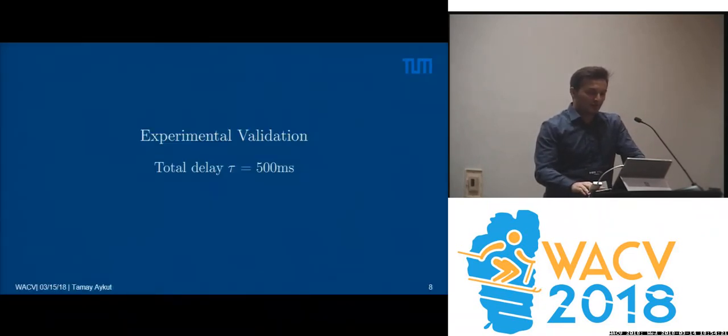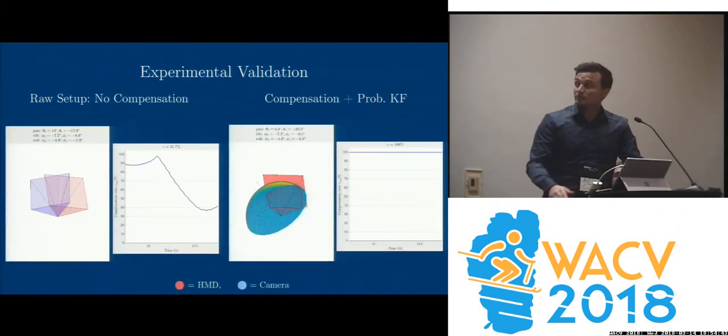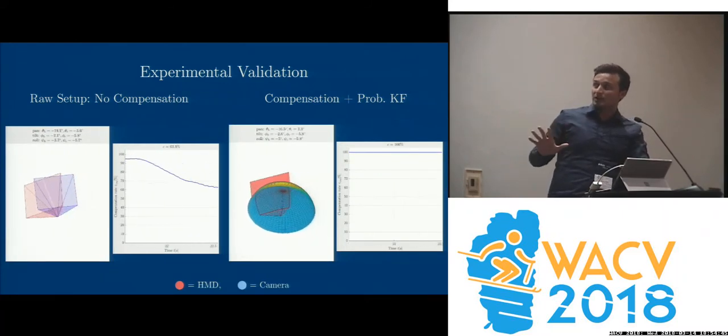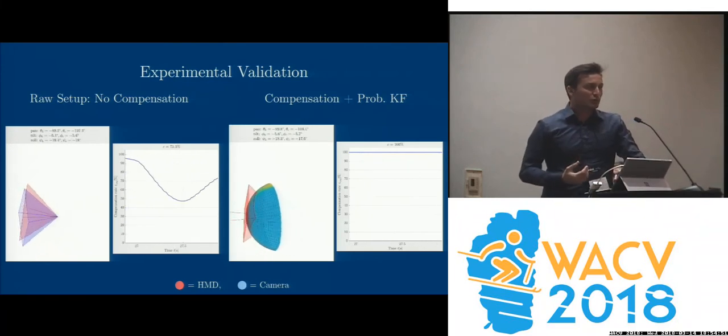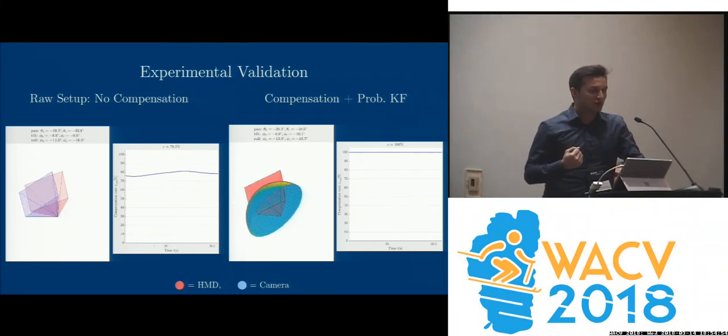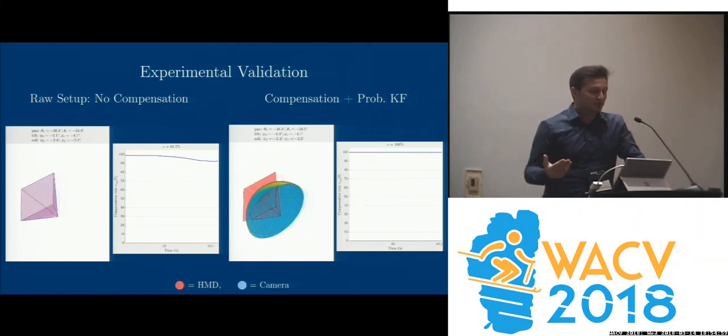Now I want to show you at least one result. Here we have a total delay of 500 milliseconds. What we do here is compare the raw setup, where we have no compensation and no fisheye camera, to our compensation approach in combination with this probabilistic head motion prediction. Here you can see on the left side the camera without any compensation. And what we show next to it is the compensation rate. This is a metric we propose, which describes the achievable level of delay compensation. It goes from 0 to 100%, where 100% means complete compensation.